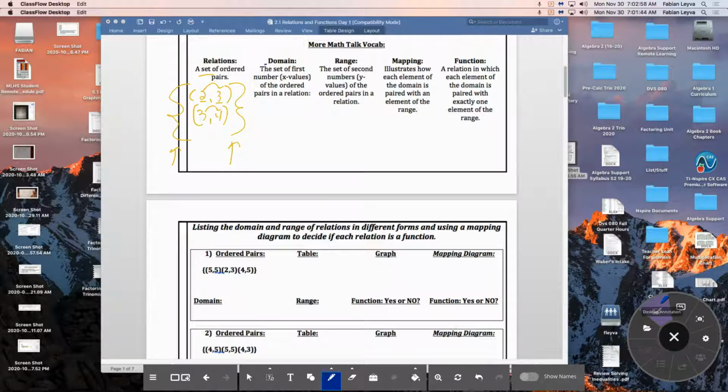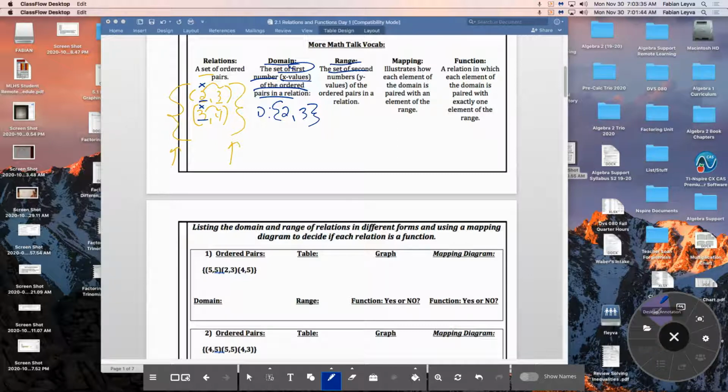Now, each relation has a domain. The domain is a set of the first numbers, the x values of the ordered pairs in the relation. So remember that your x is always going to be the first number listed. That means that that is your domain. Your domain is whatever those x's are. So notice if I'm trying to tell you my domain, they are just going to be the x values. So it's just going to be 2 and 3. Now, 2 and 3 are the only x values there. I have listed everything, so I have to tell my reader, with those fancy math brackets, that I'm done listing here.